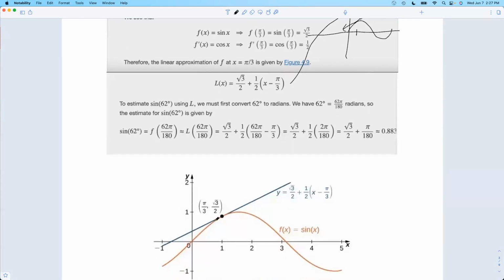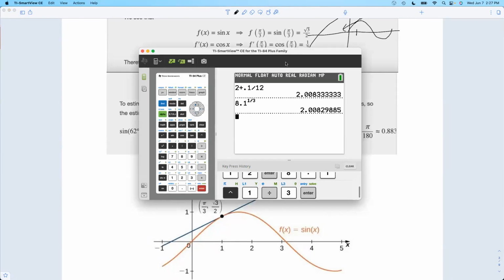So it's the same picture I just drew. We're just a little bit above that point. You can't even see the space in between them. Now let's get our calculator out and see how good that approximation was.